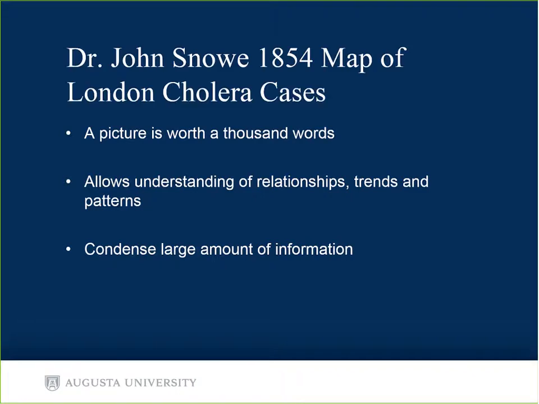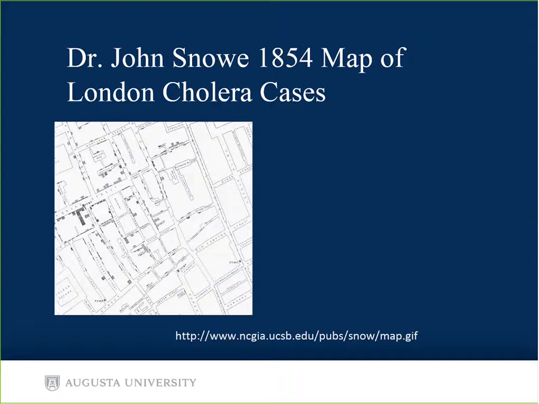And this is not a new concept. If you go back to 1854, Dr. John Snow was analyzing the cholera cases that were occurring in London, England. And what he did was take a map of the streets of London, and he put a black bar at the address of the person who had died from cholera. And he kept track of the cholera deaths, and he mapped them in the city.